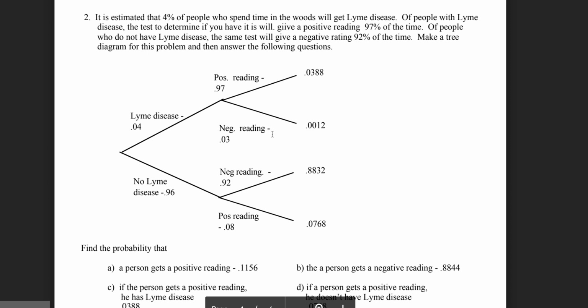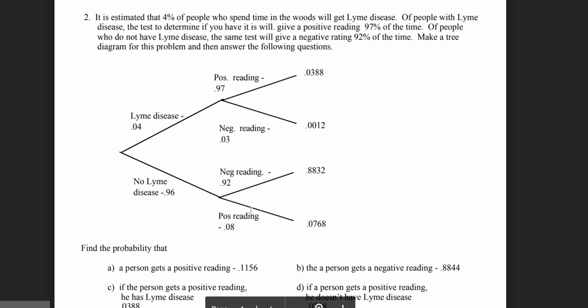So you get a positive reading or negative reading on a test for Lyme disease, right? So if you really have Lyme disease, the test will give you a positive reading 97% of the time and a negative reading 3% of the time. So it's giving you a false feeling 3% of the time where you actually have it, but you think you don't. And then the other one, if you really don't have it, 92% of the time it gives you the correct reading and gives you a negative reading. But 8% of the time it gives you a positive reading, even though you don't have it. So you think you have Lyme disease, but you really don't. That's 8% of the time here.